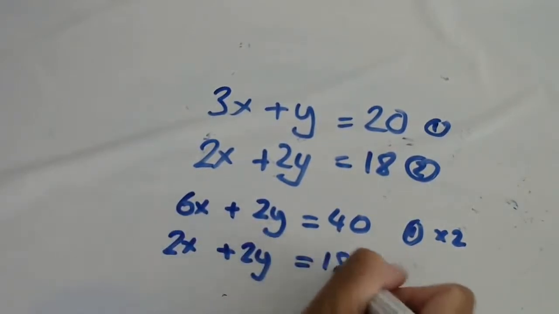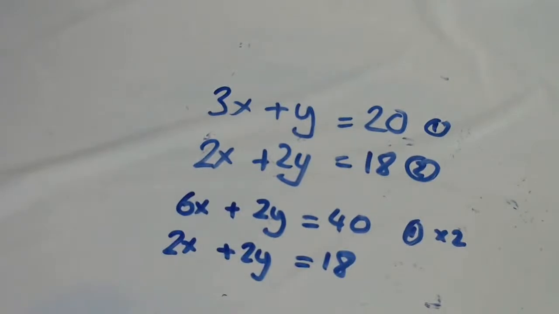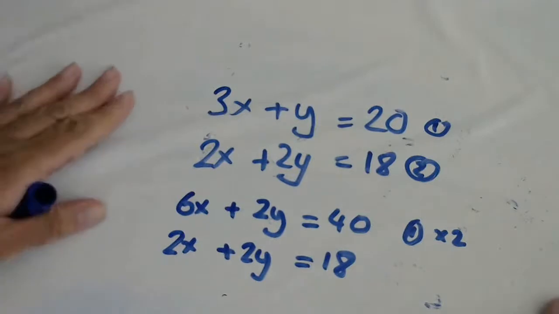Notice I'm not multiplying the other equation by 2. That's not happening. I'm only multiplying one of the equations by 2 in order to make the y's cancel. All right, so I hope that makes sense so far.